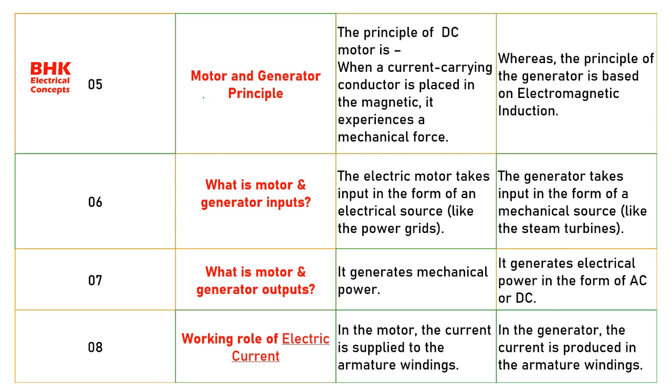Now coming to the fifth point, that is the motor and generator principle. What is the principle of the motor and what is the principle of the generator? The principle of a DC motor is that when a current carrying conductor is placed in a magnetic field, it experiences a mechanical force. So this is the principle of a DC motor. Whereas the principle of the generator is based on electromagnetic induction.